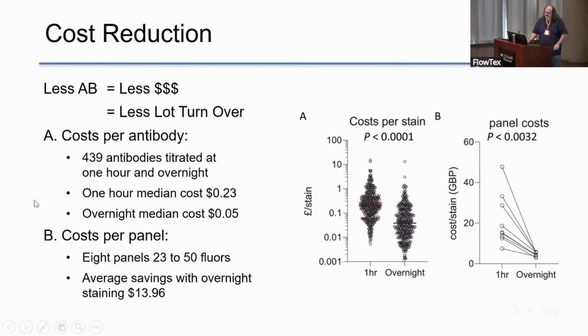And so the cost went down from 23 cents per antibody down to 5 cents. And to give a little bit better feel for that, they actually did another analysis where they took 8 panels that were 23 to 50 different fluorophores. And then they found that the overnight savings was over like $13 per sample. And so when you're doing like 20 samples, this really adds up. In the YouTube thing, they had it was like 130 something pounds they found for, I think it was OMIP 69, saved by just doing overnight incubations and then redoing the titrations.